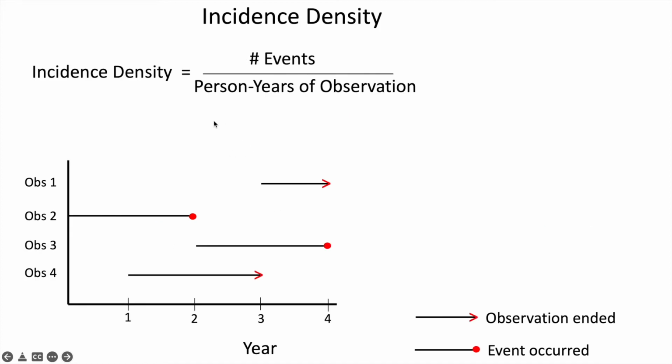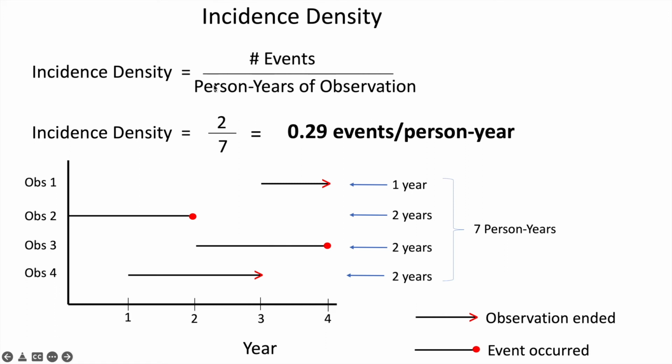So calculating incidence density, it's the number of events over person years of observation. Just to illustrate person years, it's basically counting the time contributed from each individual. This person contributed 1 year, this person contributed 2 years, and so did these other 2. Everyone here contributed 2 years, and that's a total of 7 person years. So there were 2 events over 7 person years, so 0.29 events per person year, and that has units, rather than a proportion, which has no units.